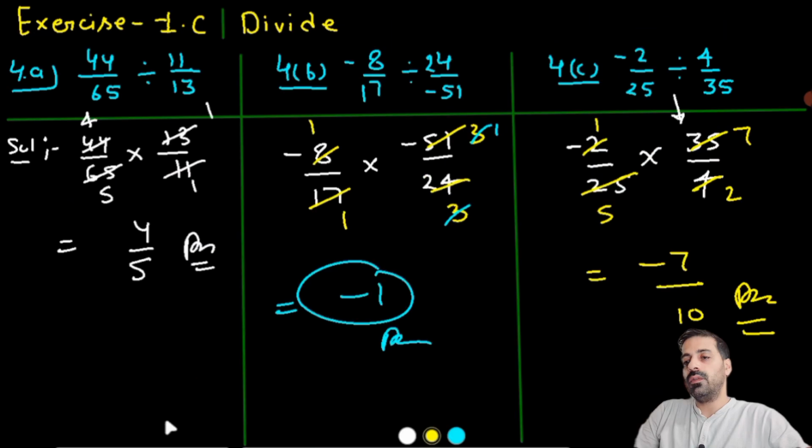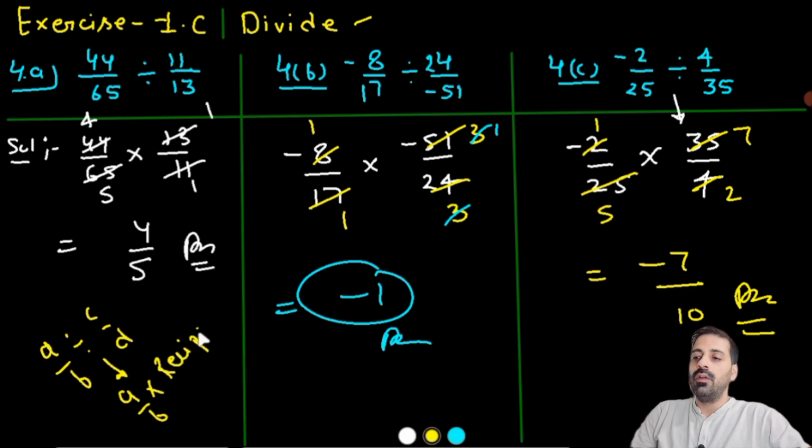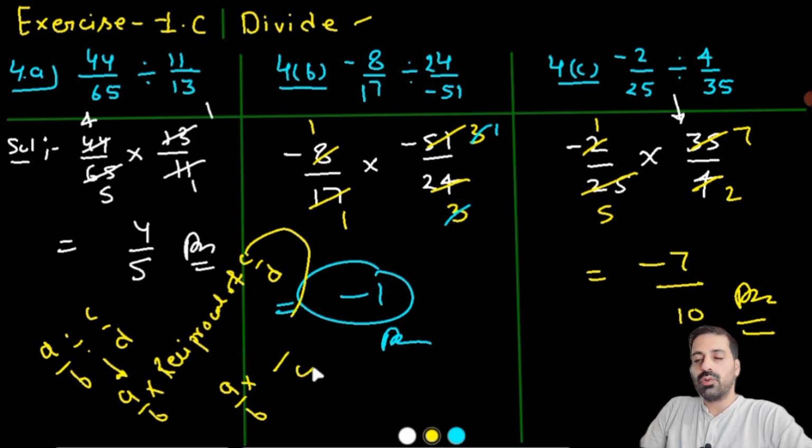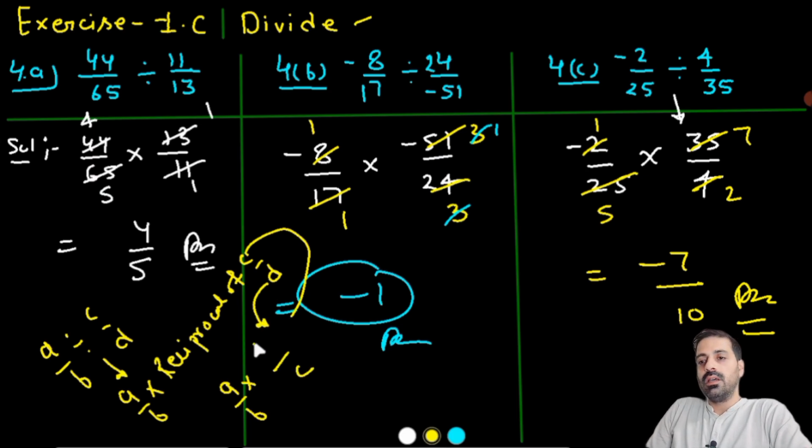Now move to the next question. Now we have to divide. What is the logic of divide? If I have a upon b and I have to divide by c by d, I have to write a upon b multiply sign. This divide sign is converted into multiply, and we have to write the reciprocal of c upon d. The reciprocal of c upon d is d upon c. The numerator will become denominator, so c is denominator here, and the denominator will become numerator, and d is here. So this is the logic of divide and reciprocal. So let's apply this logic in the questions.